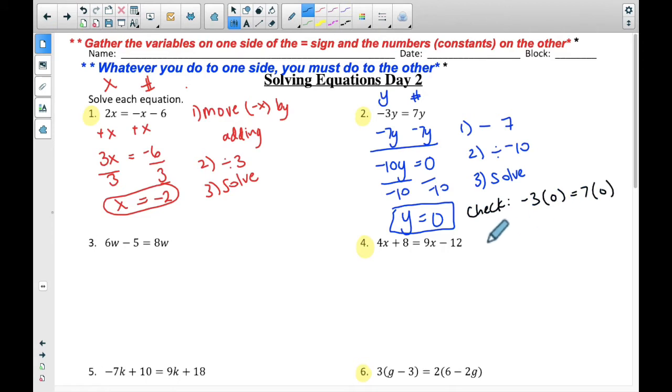Okay, to check it, what I do is I take that 0, I plug it in for this y, and I plug it in for this y. So that's what I did here. I plugged in the 0. What's negative 3 times 0? What's 7 times 0? Does 0 equal 0? Yep, that's the right answer. So it's a little bit strange because it's a 0, but it is correct.